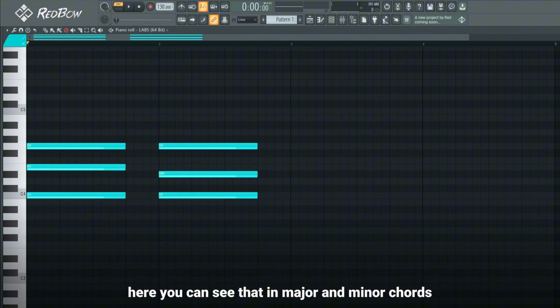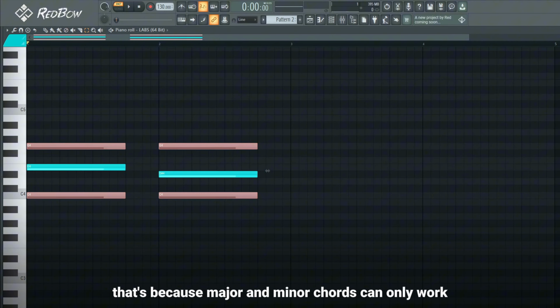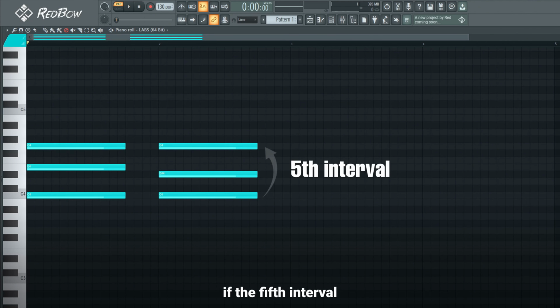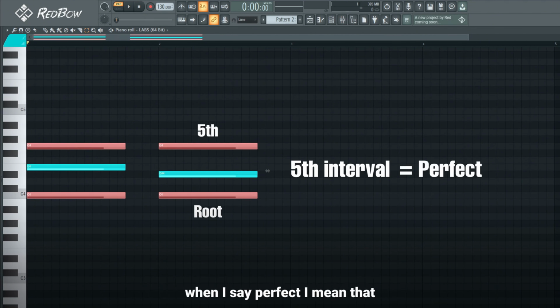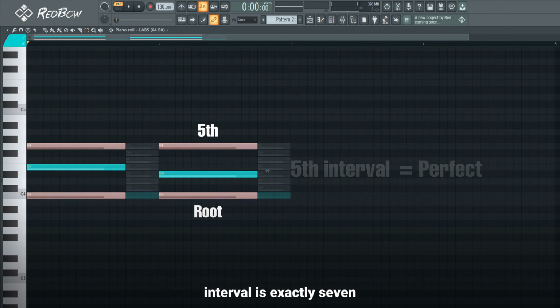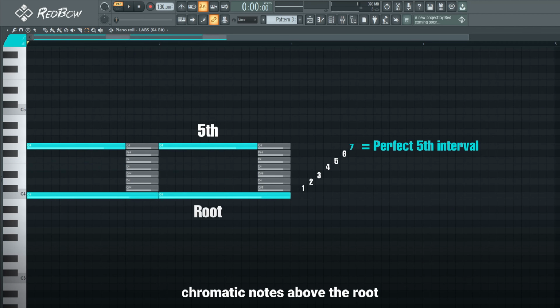Here you can see that in major and minor chords, both the root and the fifth are in the same places. That's because major and minor chords can only work if the fifth interval between the root and the fifth is perfect. When I say perfect, I mean that it only works if the fifth interval is exactly 7 chromatic notes above the root. This was, is, and always will be the case for major and minor chords.